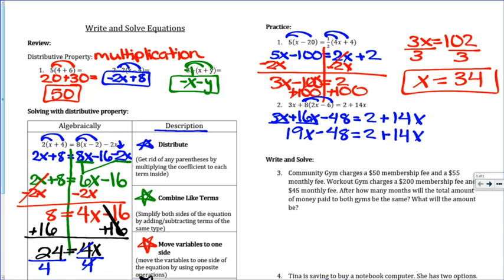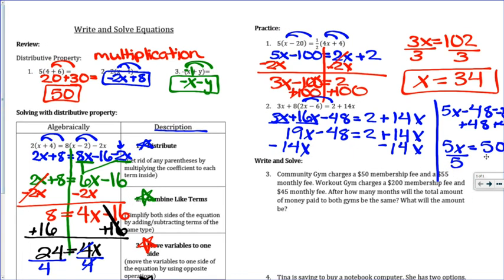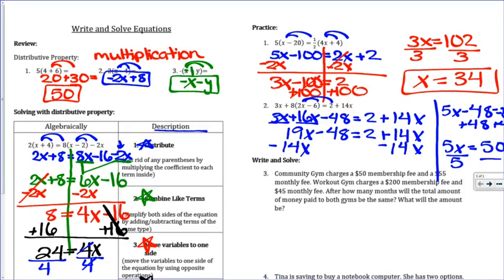Bring down everything else. Move your variables to one side. So we have 5x minus 48 equals 2. Going to add 48 to both sides. So 5x equals 50. And then divide by 5. X equals 10.